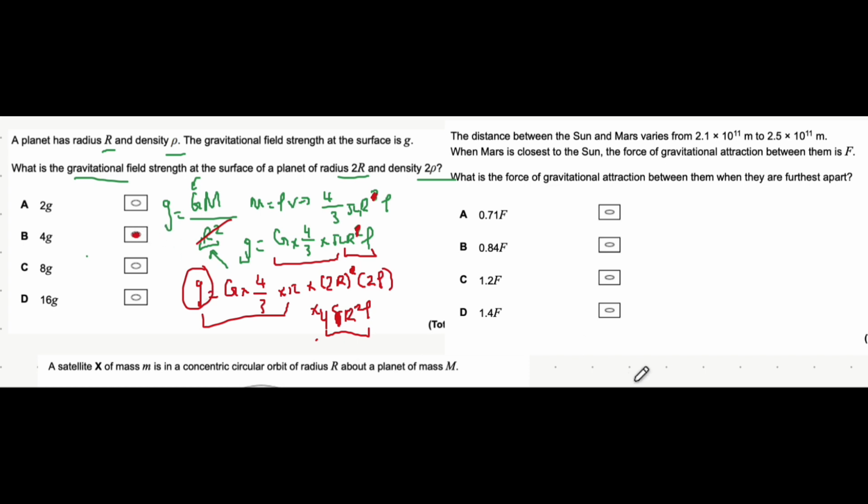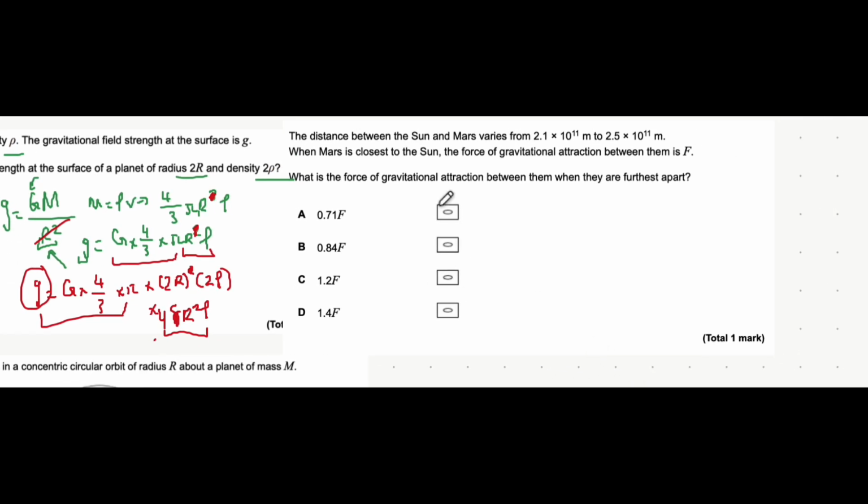Sorry about that. Moving on, it tells you that the distance between the Sun and Mars varies from this distance to this distance. When they're at their closest, at a distance of 2.1 times 10 to the 11, the gravitational force between them is F. What's the gravitational force when they're the furthest apart? So when the value of R is now 2.5 times 10 to the 11.